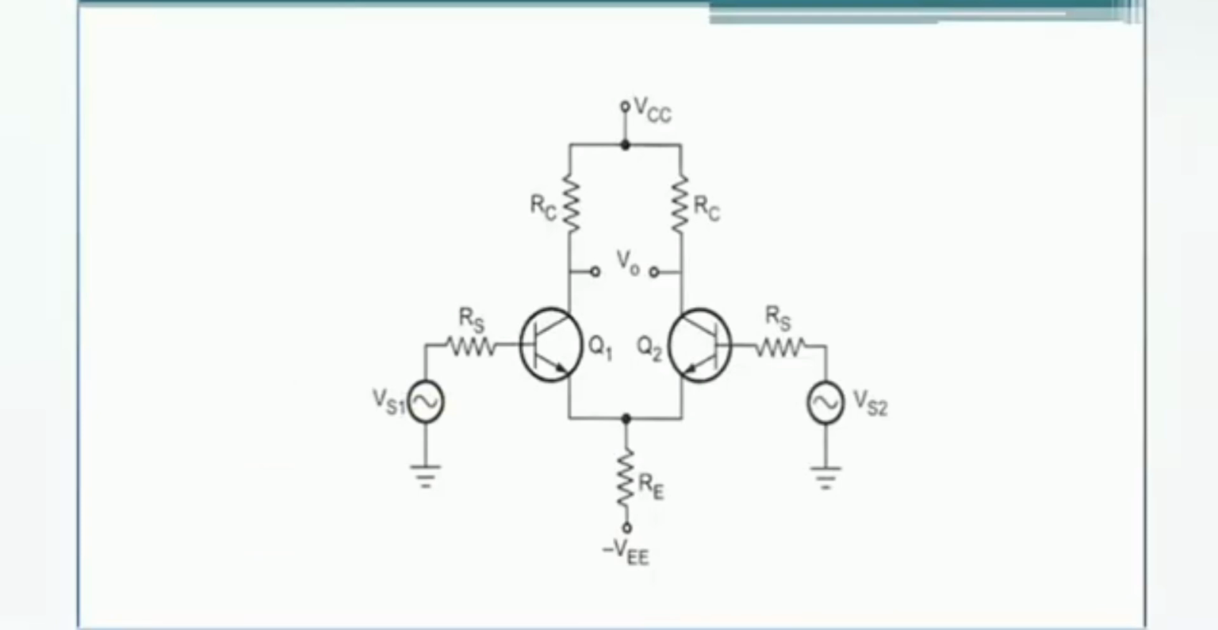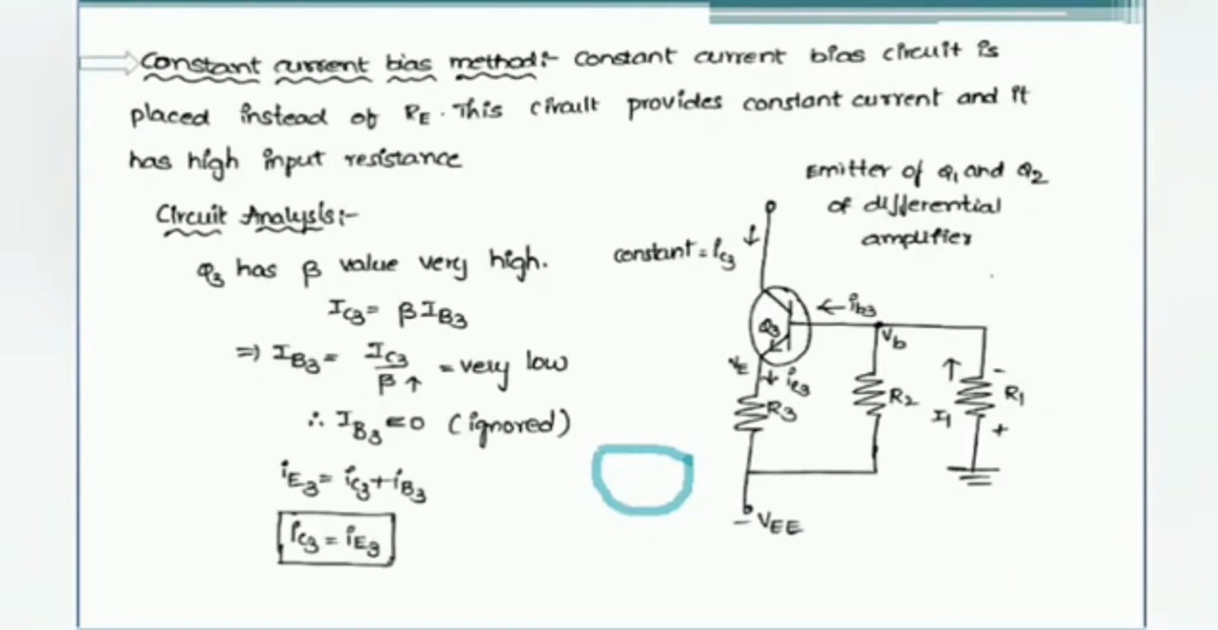Now we are going to see the first method, that is the constant current bias method. In the constant current bias method, for this basic differential amplifier circuit, we will simply replace the resistance RE with some other circuit. So this is the circuit of the constant current bias method.